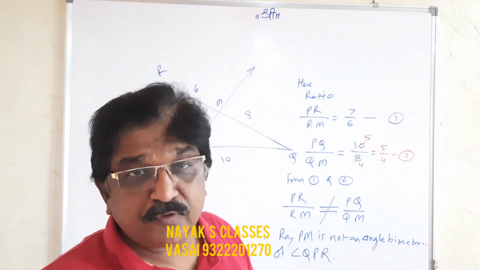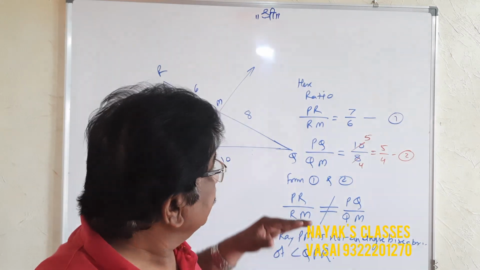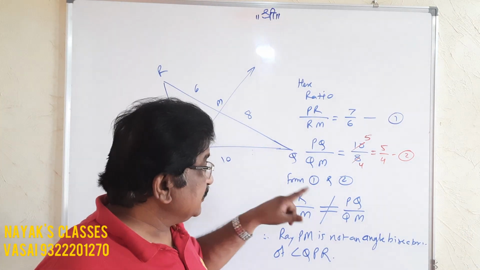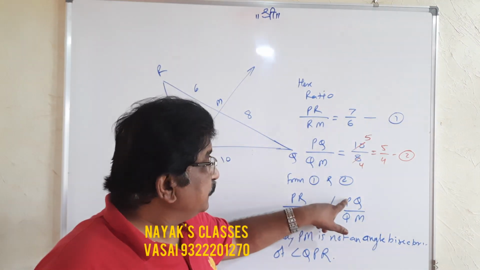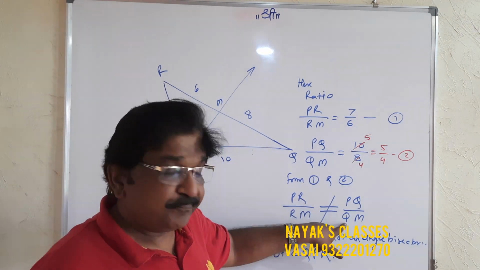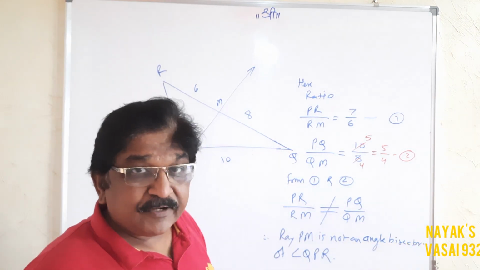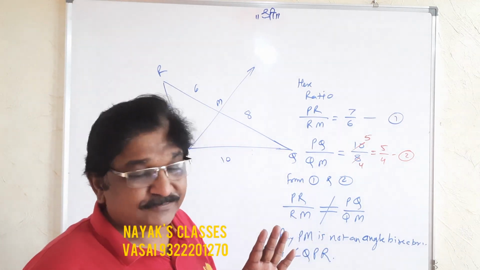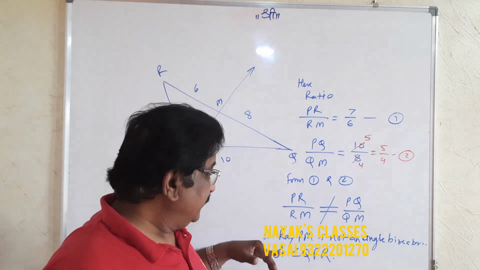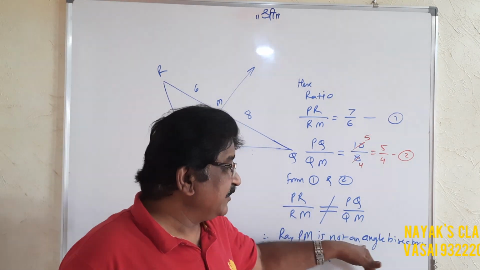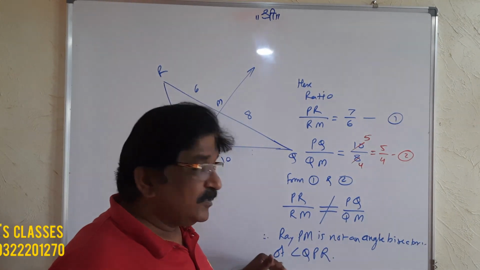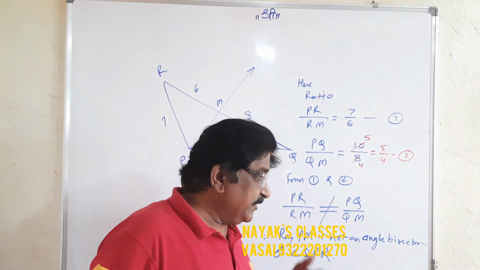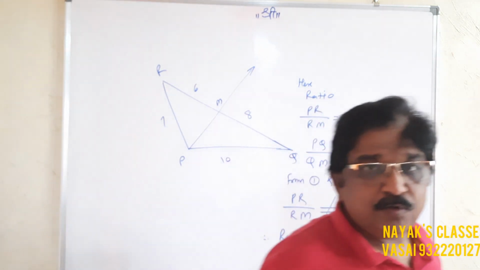So these two ratios are not equal. From 1 and 2, ratio PR upon RM is not equal to ratio PQ upon QM. When ratios are not equal, the given ray is not a bisector. So, conclusion: ray PM is not an angle bisector of angle QPR. Very simple. The remaining examples you can do on your own.